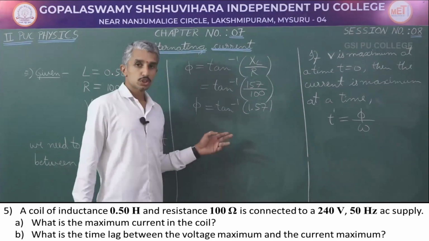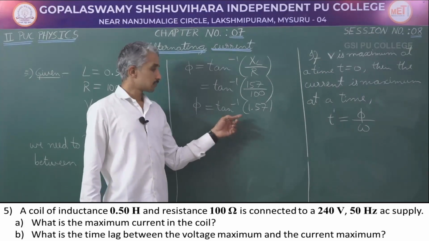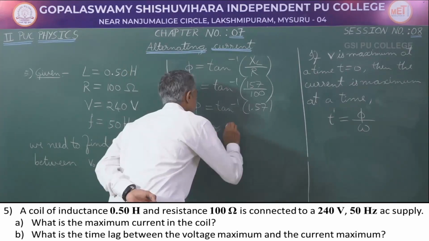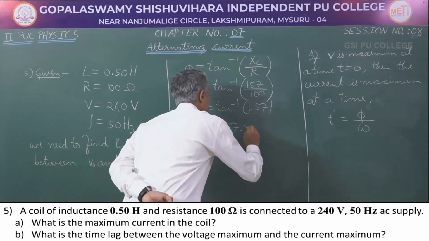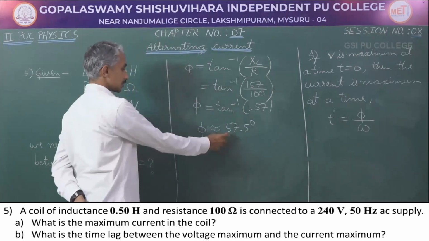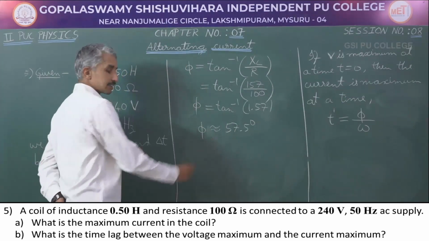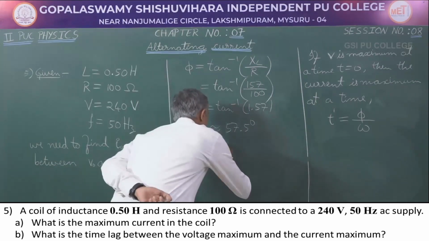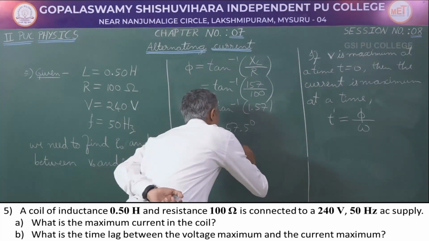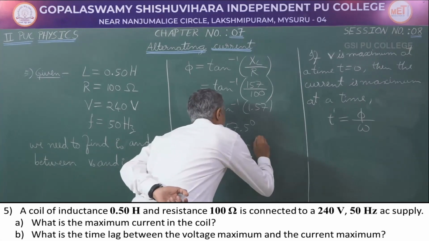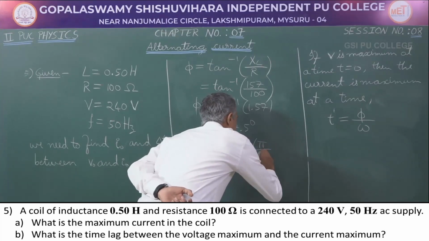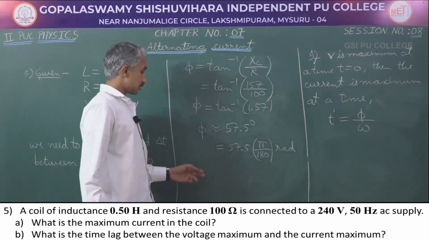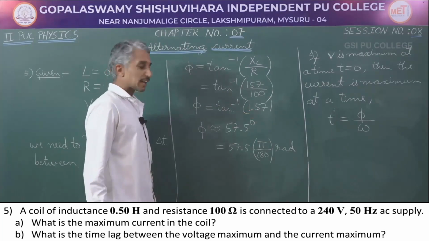Using your mathematical table, you can find out what is tan inverse of 1.57 and we will get the value very nearly. Phi is very nearly equal to 57.5 degree, and this is in degrees, which is not an SI unit. Convert it to SI unit, that is into radians. So this is going to be equal to 57.5 into pi by 180 radians. Now using this, let us calculate the time lag.